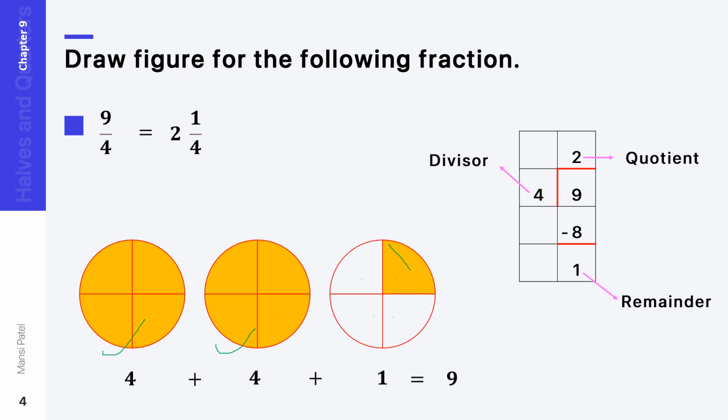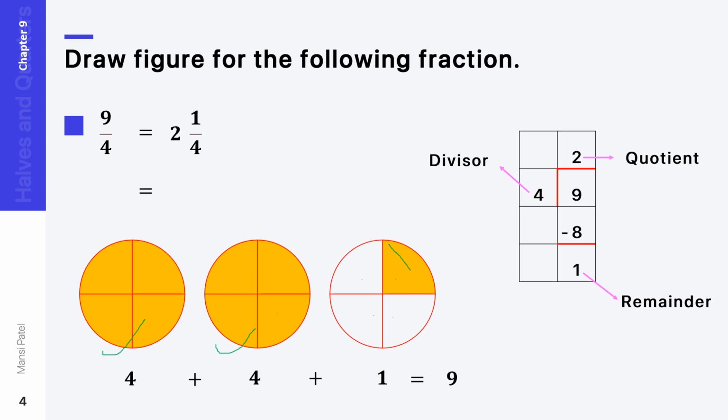Now, just see here. If we don't want to draw this figure, but we want the answer, then what do we have to do? We have to just divide. 9 divided by 4. 4 twos are 8. 9 minus 8, 1. Now whatever your quotient is, you have to write down as a whole number. Then the remainder we have to write down in the numerator. The divisor we have to write down in the denominator. These rules we already studied in our previous session.